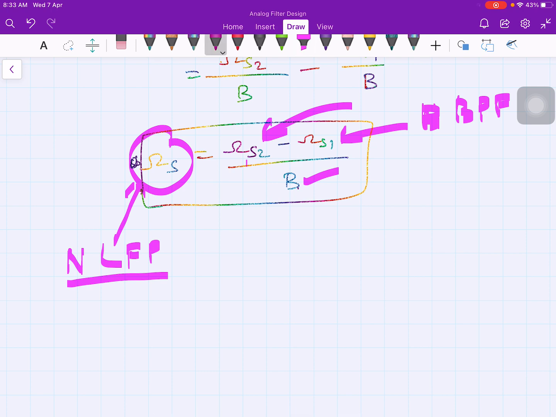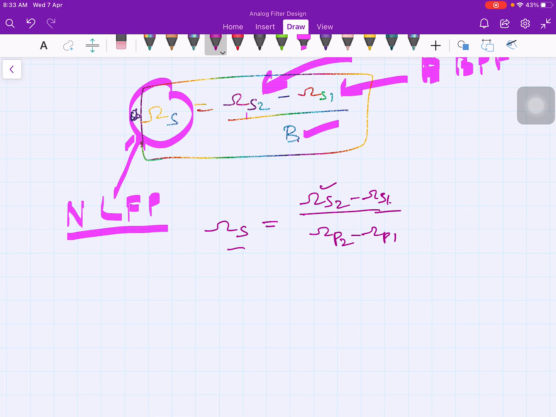So therefore the stop band frequency of a normalized low pass filter is the difference between two edge frequencies, omega s2 minus omega s1. And what is the bandwidth? Bandwidth is omega p2 minus omega p1, and the numerator omega s2 minus omega s1. So it is the difference between two edge frequencies. Therefore it is omega s is equal to omega s2 minus omega s1 divided by omega p1 minus omega p2. So we know omega s1, s2, omega p1 and omega p2. And this omega s in our case is the normalized analog low pass filter frequency, stop band frequency.